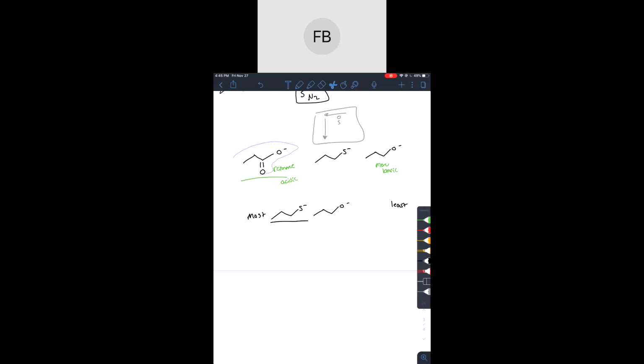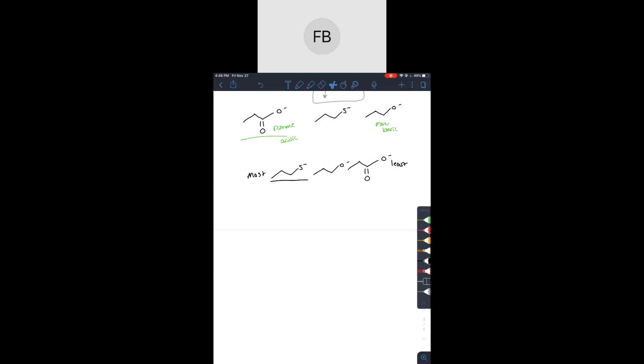And then this one is going to be the least nucleophilic out of all of them. All right. That looks weird. Okay. Moving on, he has some other questions, which I think we went over, so I'm going to skip those.